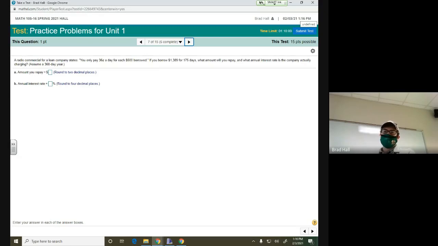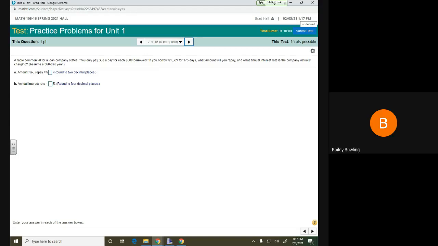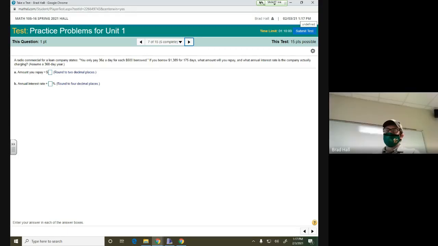It doesn't really say compound. It doesn't say compound anywhere. This is going to be simple interest. This is a simple interest type problem.